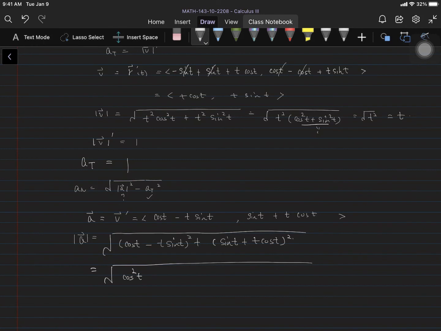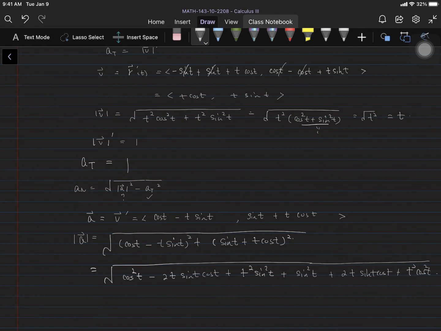Cosine squared t, expand the square, and minus 2t sine t cosine t plus t squared sine squared t. That's the first term, right? Expand the first term. Second term, sine squared t, 2t sine t cosine t, t squared cosine squared t.